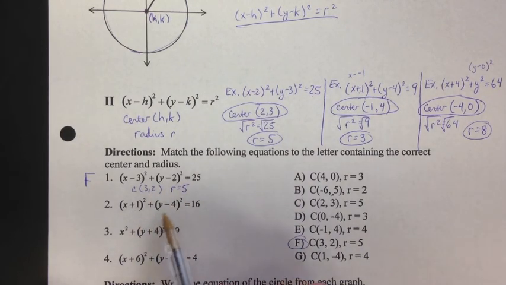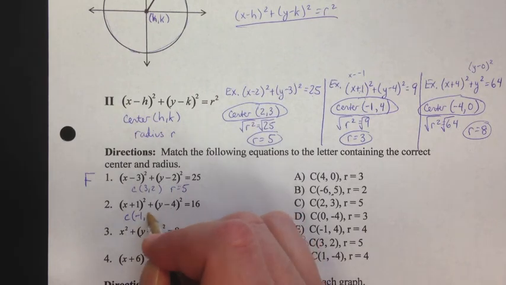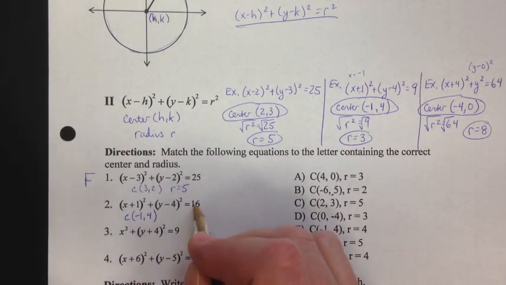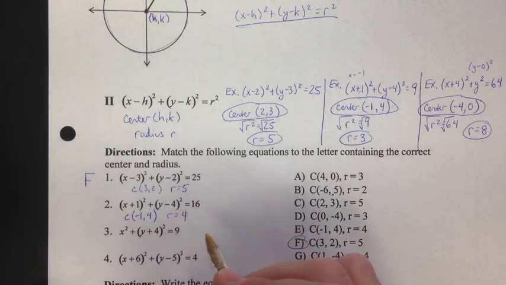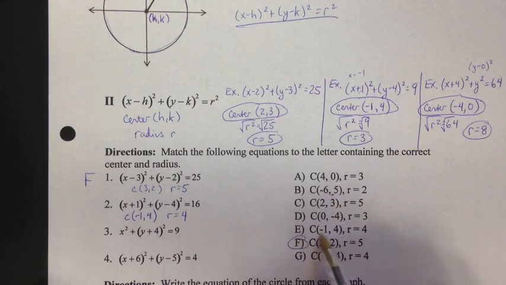Number 2: x plus 1 squared plus y minus 4 squared is 16. The center would be negative 1, comma 4. R squared is 16, so the square root of 16 is 4. That's the radius. And that would be letter E. Negative 1 comma 4, radius is 4. So that is E. So I've used those two.